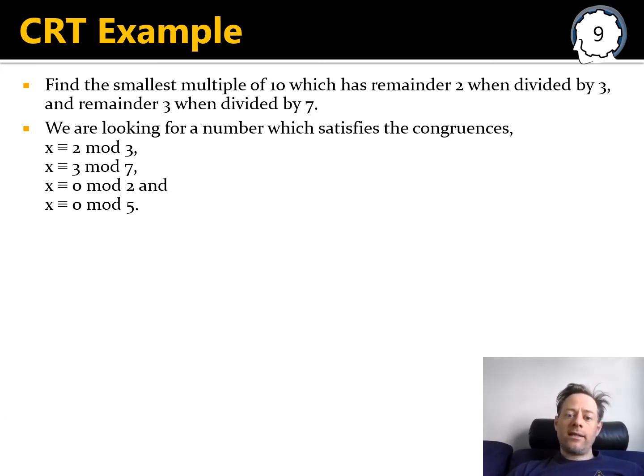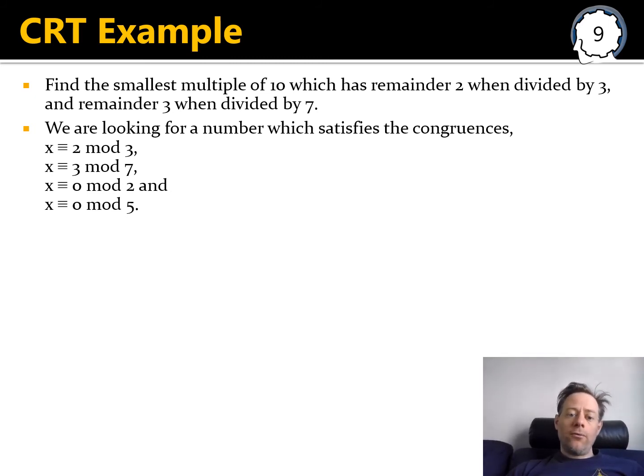And then we should say that it's a multiple of 10. And 10 is not a prime number, so therefore we can split it up into the two prime numbers 2 and 5. And it should, of course, divide both of those. So the remainder should be 0 in both cases.